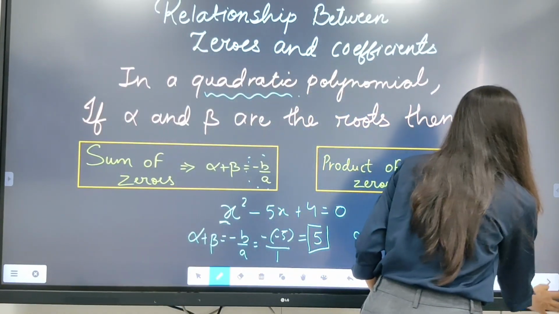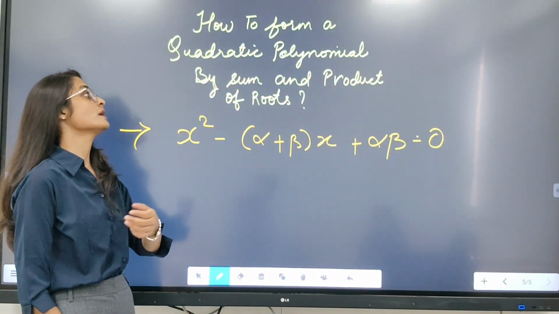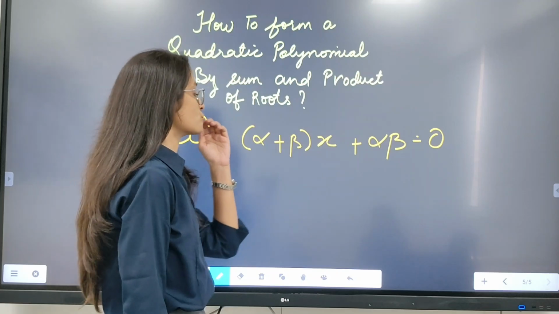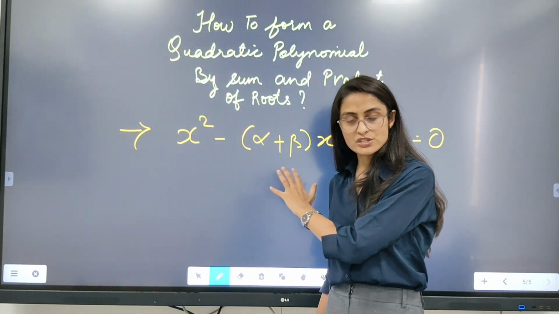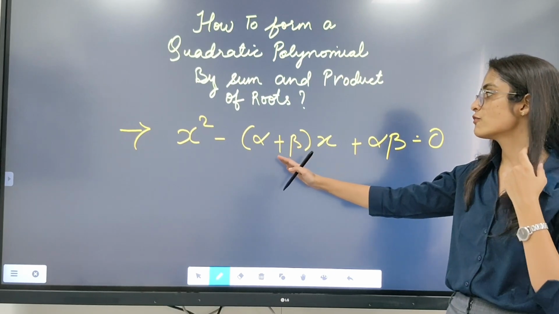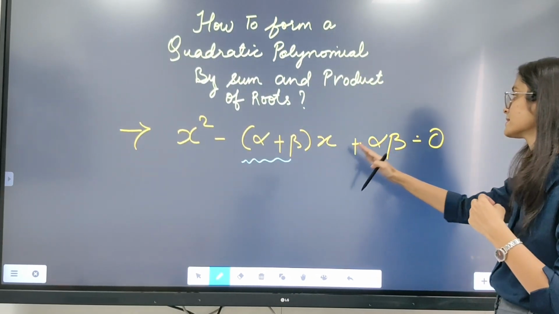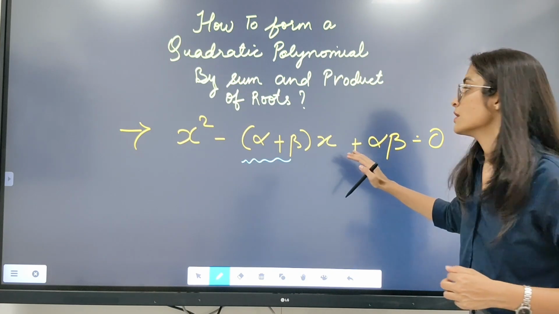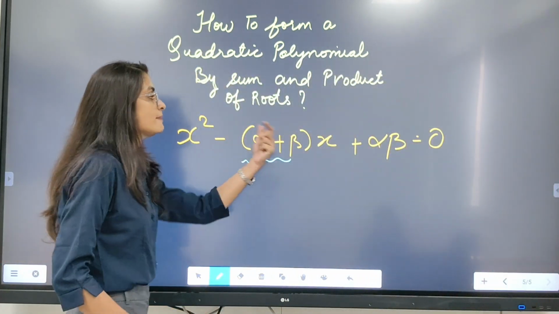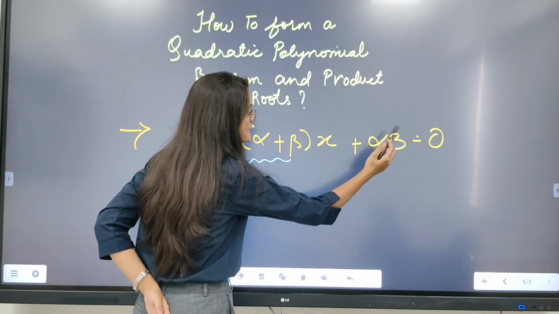Now one last topic which we are going to focus on is how to form a quadratic polynomial from the sum and product of roots. See, now there is a relation: x square minus summation of roots multiplied by x plus product of roots. Right? So here again alpha and beta will be your roots. What are we doing? x square minus alpha plus beta times x plus alpha beta.